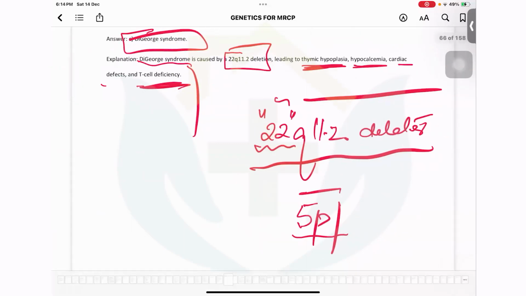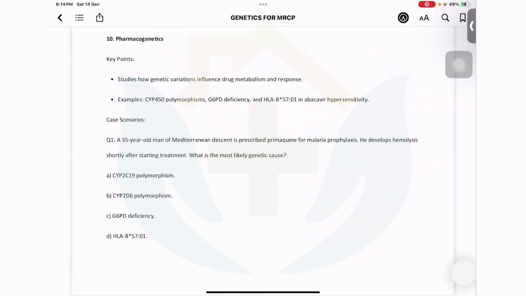Sir. Okay. Sir. Yes? Also, one time DiGeorge syndrome. Say again? DiGeorge syndrome. Yeah, you want to know about it?